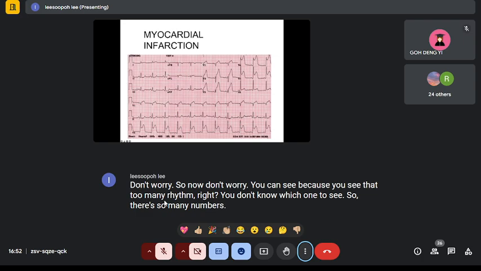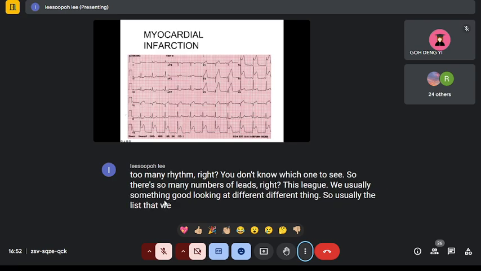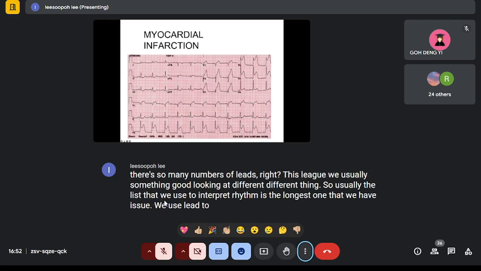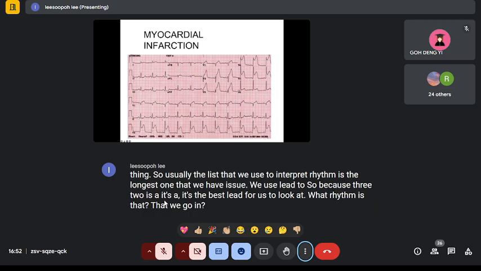There are so many leads, right? Each lead is looking at a different thing. Usually the lead that we use to interpret rhythm is the longest one that we have. Usually we use lead 2, because lead 2 is the best lead for us to look at what rhythm it is. Then we go into one of the rhythms and magnify from there.